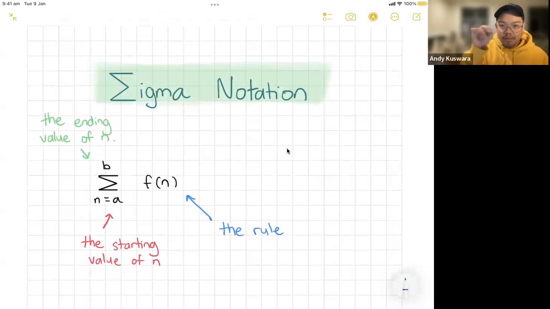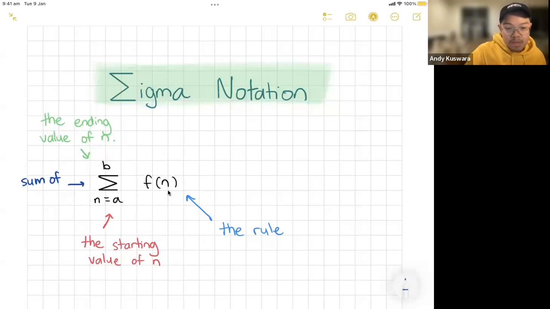You'll get this weird backwards-looking E. That means the sum of. Okay, so I should probably note that down. That means the sum of. Now you're going to have some sort of function, and that's going to tell you the rule of how the pattern or the sequence goes. And then probably your most important numbers are your bottom and your top numbers. Your bottom number tells you where you start, and the number at the top tells you where you end. Okay, so hopefully that is making sense.